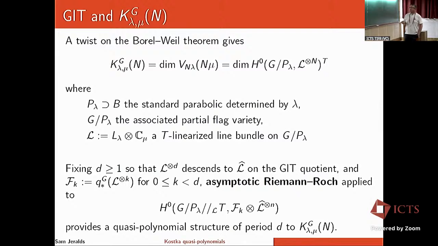Yeah, so because of Borel-Weil and how all of this passes through, we do have higher cohomology vanishing to know that this works. Exactly. Yeah. Okay.